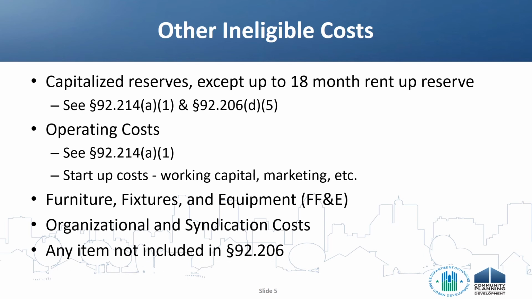Remember, while 92.214 highlights certain specific ineligible items, that list isn't necessarily exhaustive. In fact, the structure of the regulation is the reverse. To be home eligible, a cost must be included in the description of what the program can fund in 92.206.